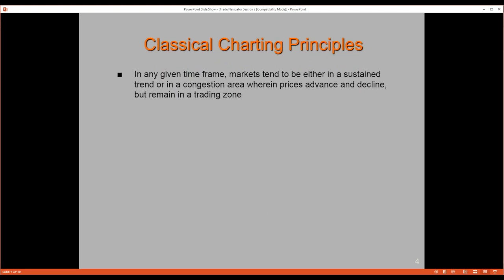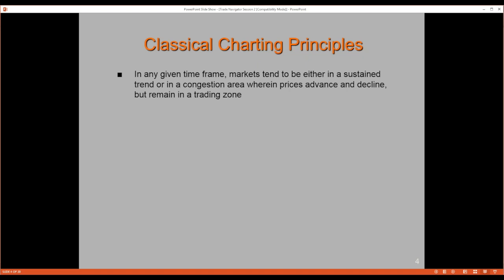And this trending versus congesting dilemma can really take place in any time zone. You can find it on monthly charts, on weekly charts, on daily charts, on intraday charts, and you can find in some cases that they're not all the same. You can see on a daily chart that a market may be trending, but on an hourly chart, you may find that it's a market in a trading range.